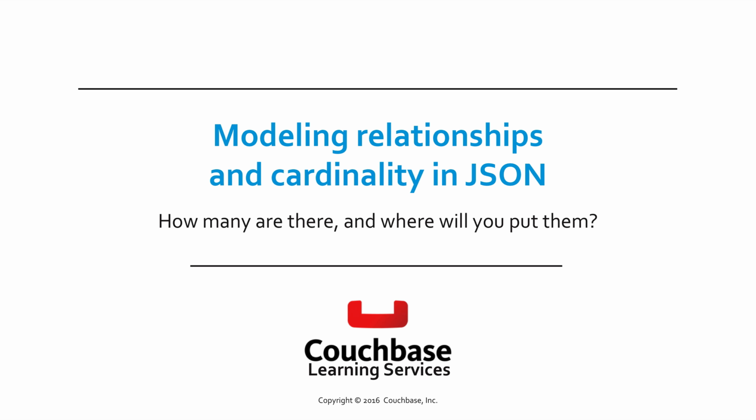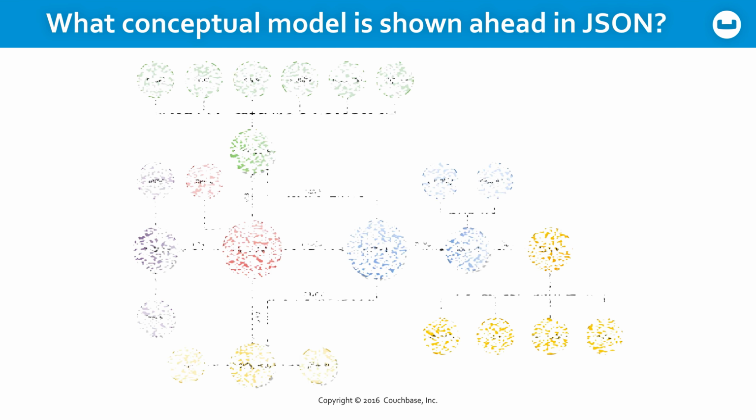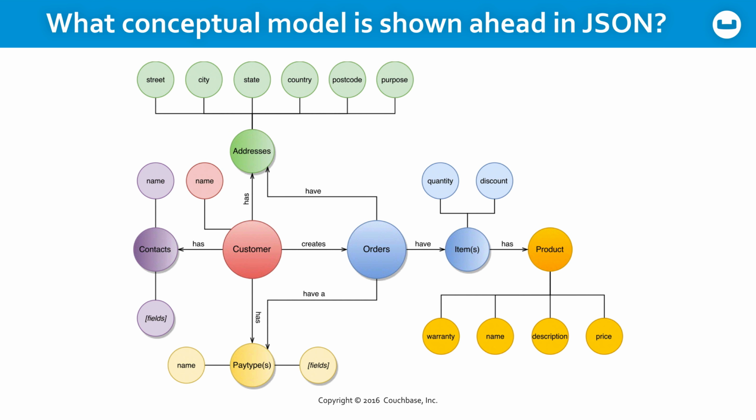We'll round out this introduction to data modeling in JSON by taking a look at how you might model relationships in your documents, both one-to-one and one-to-many. Once again, this is the conceptual model we're working with, and in color are the entity relationships that we're focusing on in our examples. Of course, you might make different decisions here.